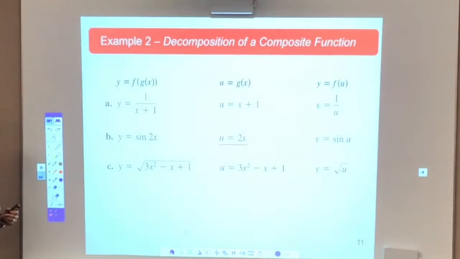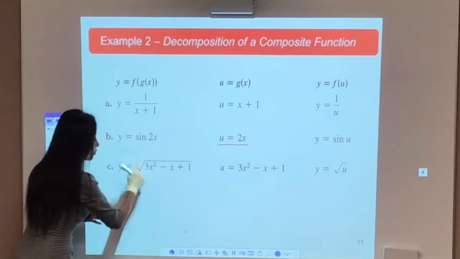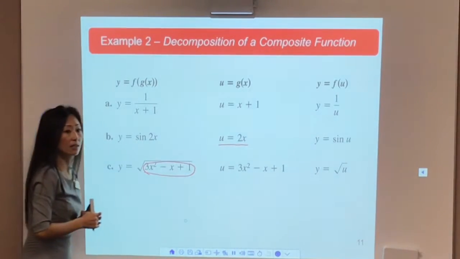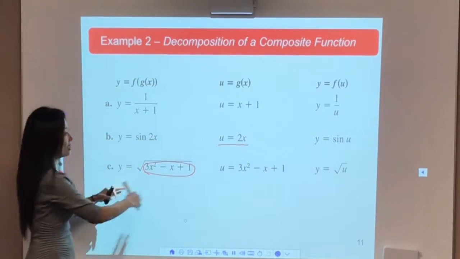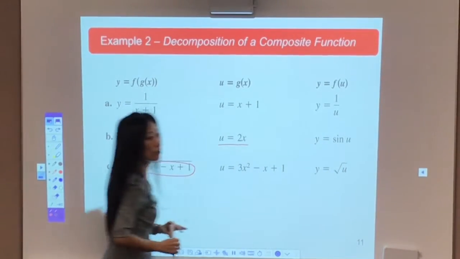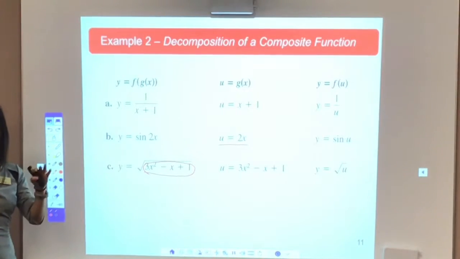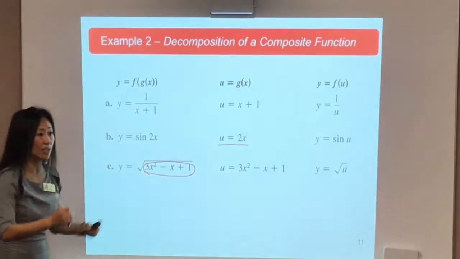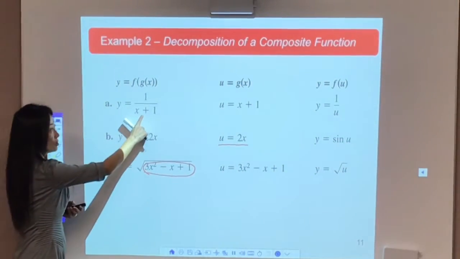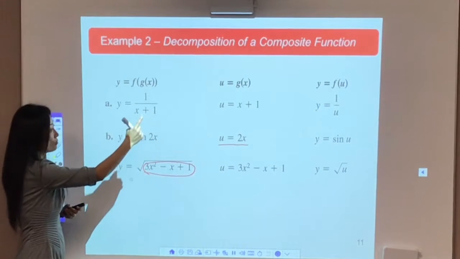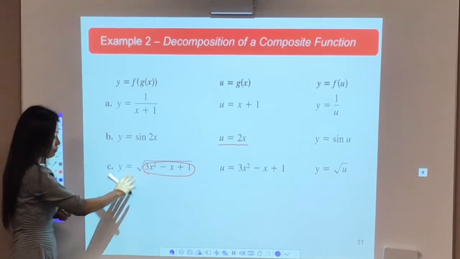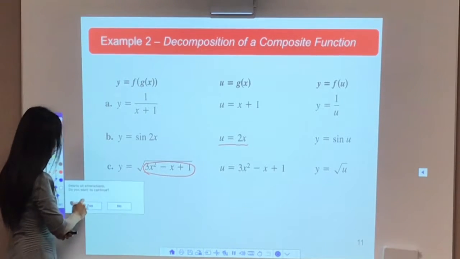Next one. I have this. What's your u? You're going to use u as what's inside of the radical. So this is your u. U is equal to this. So we write the problem as y equals square root of u. I just want you to recognize right now what am I going to replace as a u? So the denominator becomes your u, and the argument is your u, and under the radical is your u. Are you with me, class?